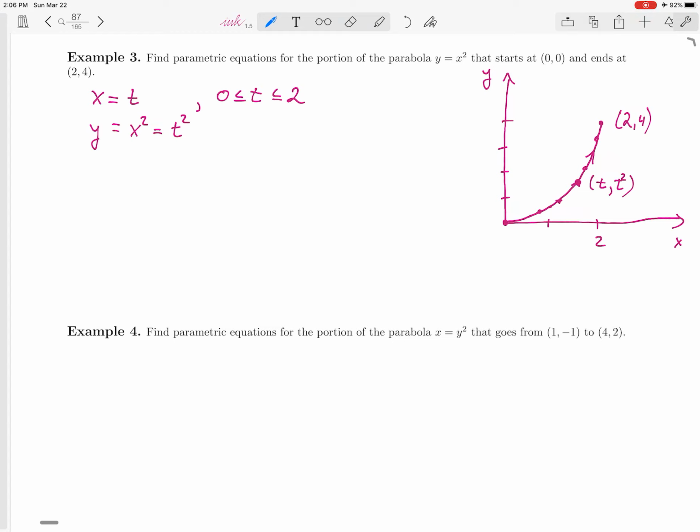So I can express it in parametric equations saying x equals t, y equals t squared, or in vector notation, I would get r of t is equal to t i plus t squared j, again, where t goes from 0 to 2.